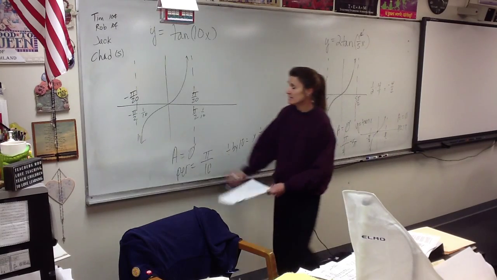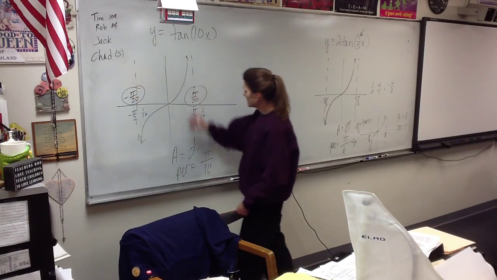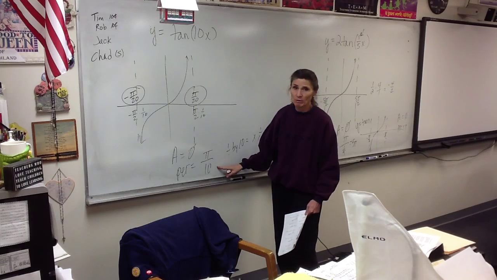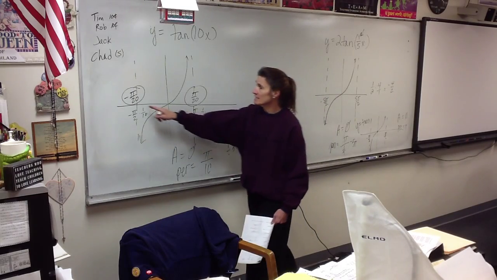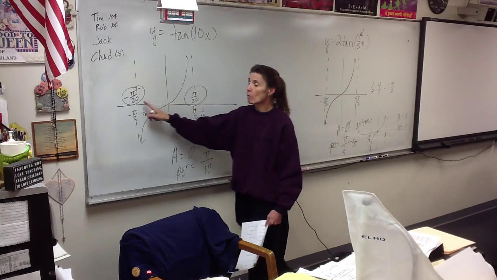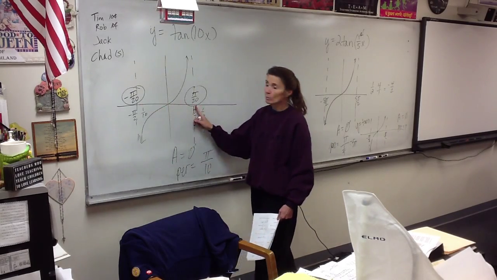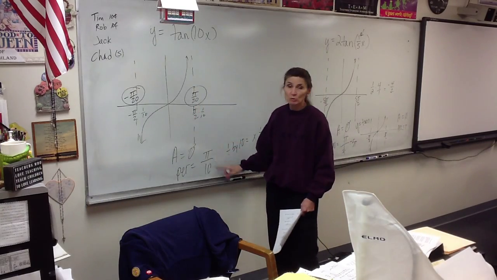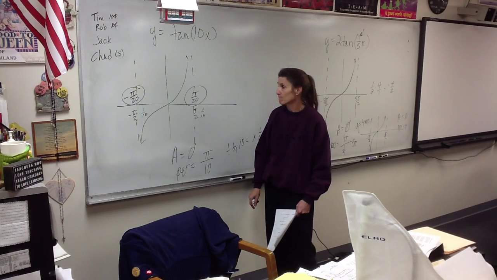Keep in mind, kids, that this number in a tangent curve is never a label. This number is the distance from asymptote to asymptote. If you go back 1/20 and forward 1/20, that's a total of 2/20, which is where the 1/10 comes in.